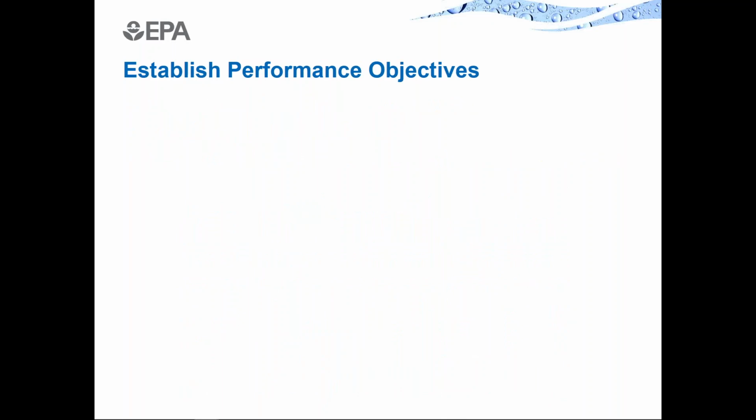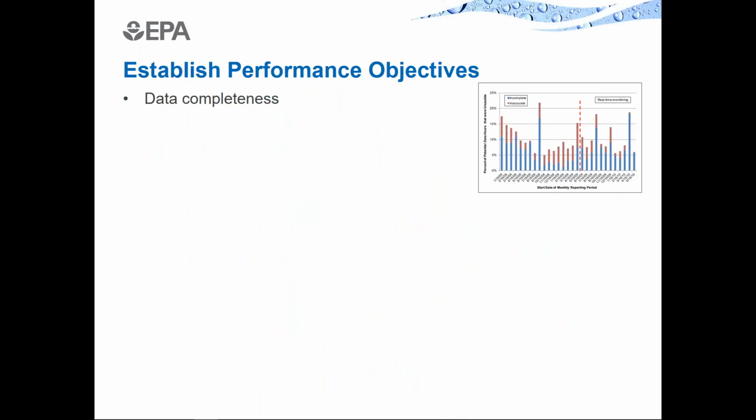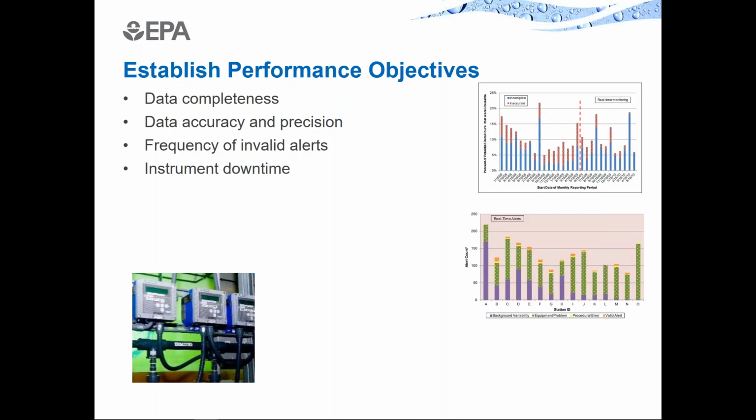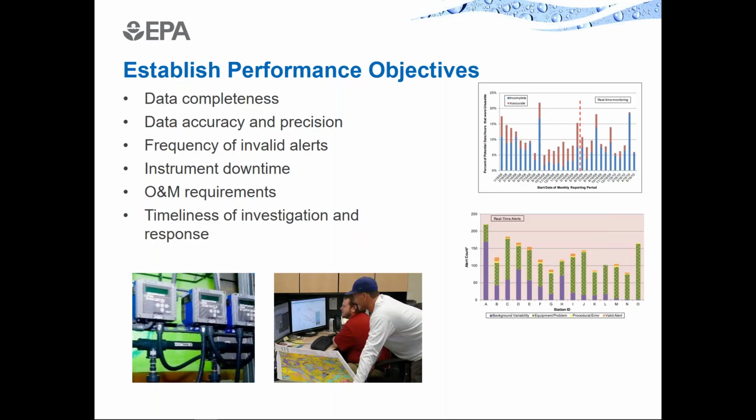And it's also a good idea to develop performance objectives that establish the criteria that the system would need to meet in order to achieve the design goals. A few examples would be data completeness, data accuracy and precision, the frequency of invalid alerts or false alarms, the amount of acceptable instrument downtime, and hand in hand with that is the O&M requirements, including both the labor and the cost to maintain the system. And finally, the time it takes to investigate alerts and respond to serious water quality problems.